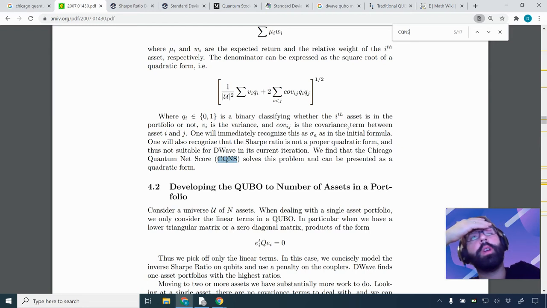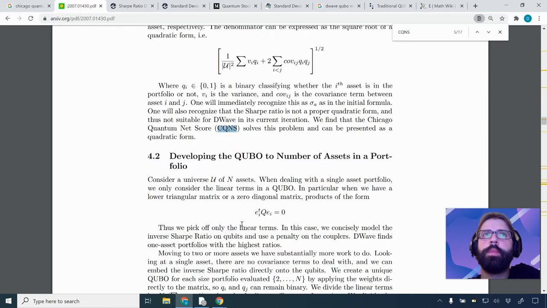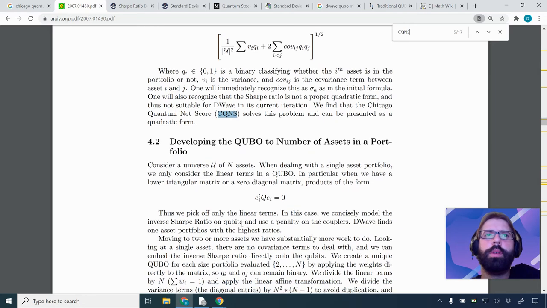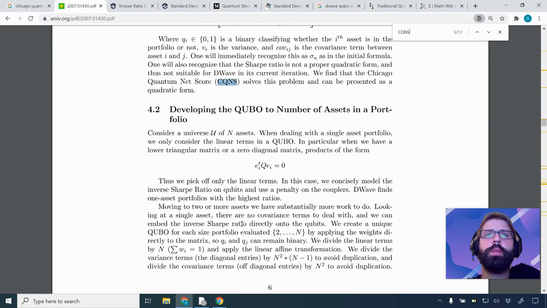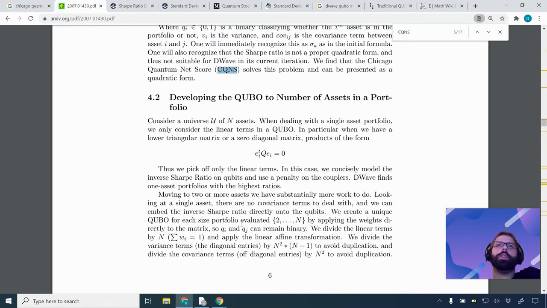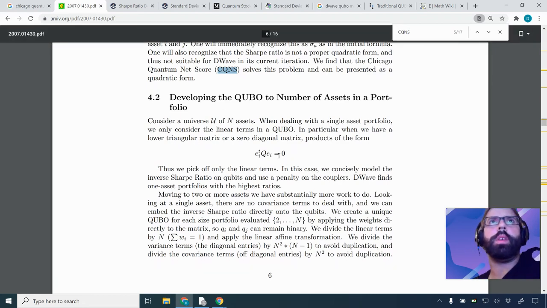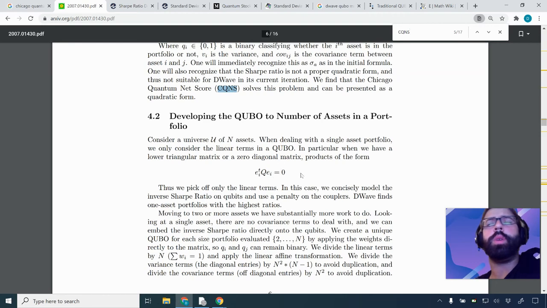Still, we find that the CQM solves this problem and can be represented as a quadratic form. How? So consider a universe, blah, blah, blah. So what are these things? EQE.